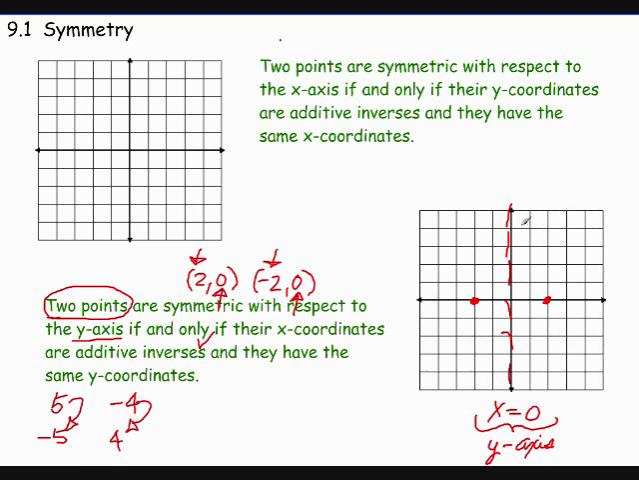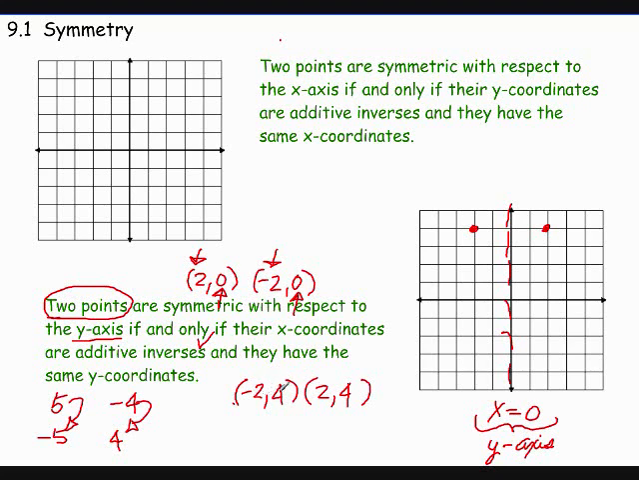However, I could have had these points. Maybe I can just move this. Let's see how clever I can be. Okay, here we go. This is pretty clever, don't you think? So those points could have been right there. Let me try describing those. That would be still a -2 and something, and a 2 and something. In this case, that something is 4 and 4. So they have the same y-coordinates, and their x-coordinates are additive inverses.